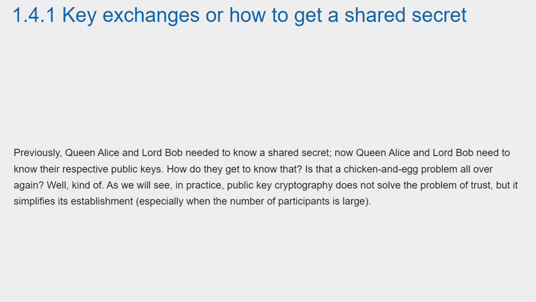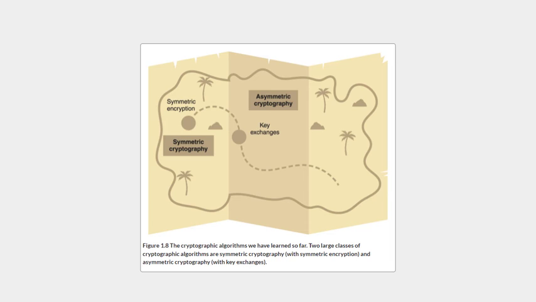Well, kind of. As we will see in practice, public key cryptography does not solve the problem of trust, but it simplifies its establishment, especially when the number of participants is large. Let's stop here and move on to the next section as you will learn more about key exchanges in Chapter 5. We still have a few more asymmetric cryptographic primitives to uncover. See Figure 1.8 to finish our tour of real-world cryptography.